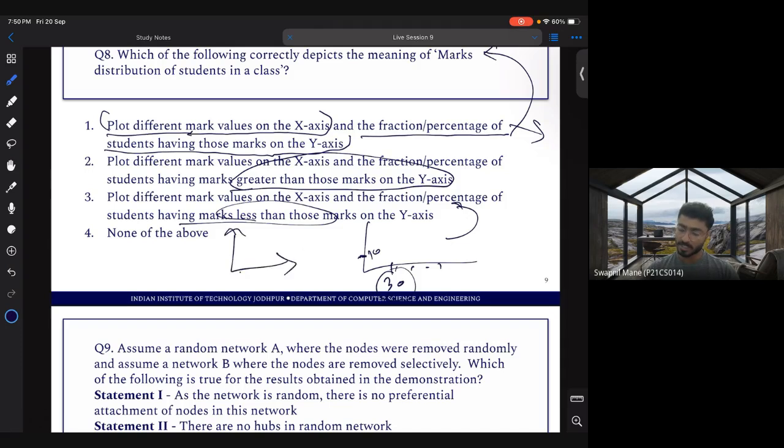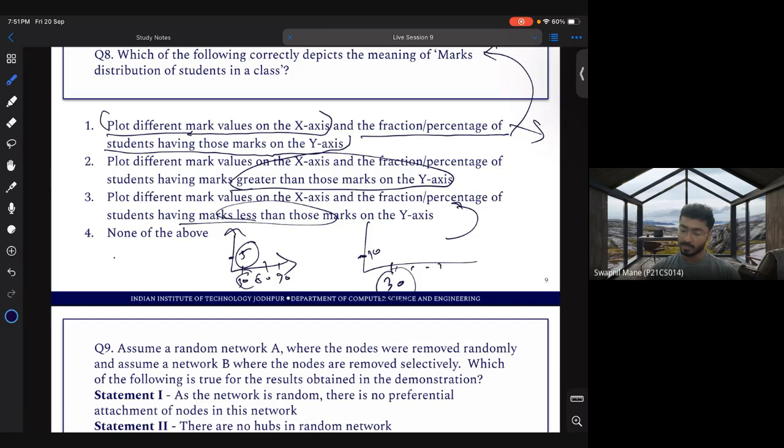In the second option, it is saying, suppose there are marks of 30, 60, or 90, and the y-axis number states that, say, five students have greater marks than this 30 marks. A number of five students are there who have greater than 30 marks. So it is not representing the distribution of the exact marks obtained by the students.